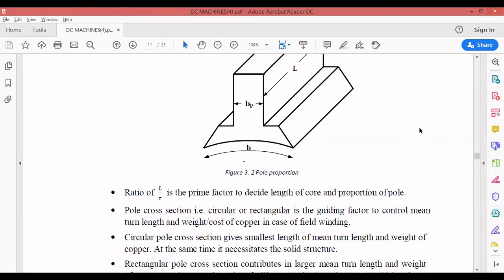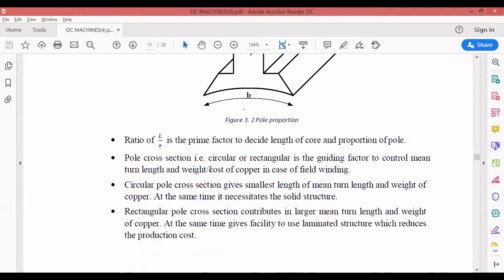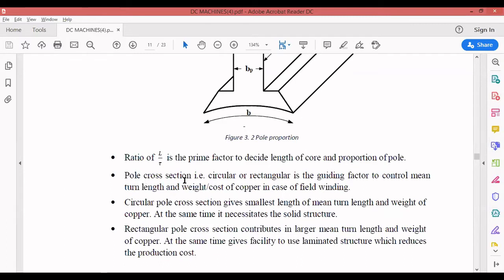Now, the ratio of L by tau is a prime factor to decide the length of the core and the proportion of the pole. As you know, we are going to use this L by tau ratio. The pole can be taken as either of two types: circular or rectangular. The pole cross section, circular or rectangular, is a guiding factor to control the mean length and weight, and the cost of the copper, in the case of field winding.